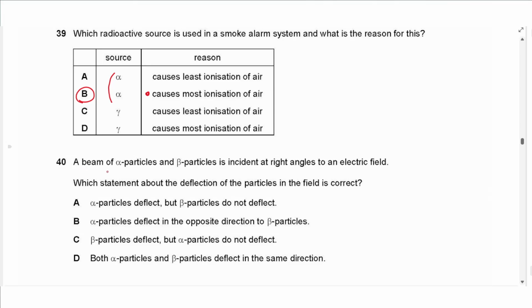Question 40 says, a beam of alpha particles and beta particles is incident at right angles to an electric field. So like two plates, oppositely charged, positive and negative. Which statement about the deflection of the particles in the field is correct? Alpha particles deflect, but beta particles do not deflect. No, they are both charged, so beta not deflecting is not correct. Alpha particles deflect in the opposite direction of beta particles. That is actually correct, since alpha would go towards the negative plate and beta would go towards the positive plate. So the answer is B.